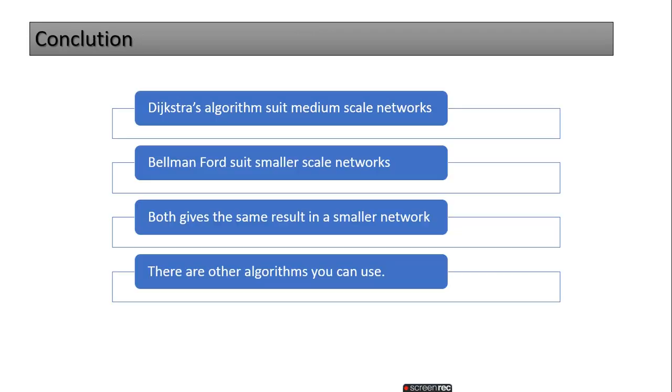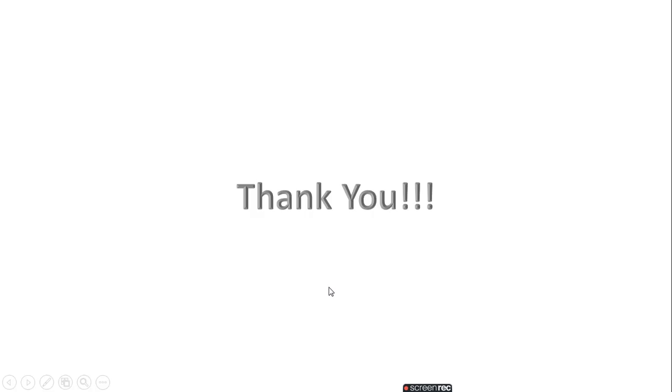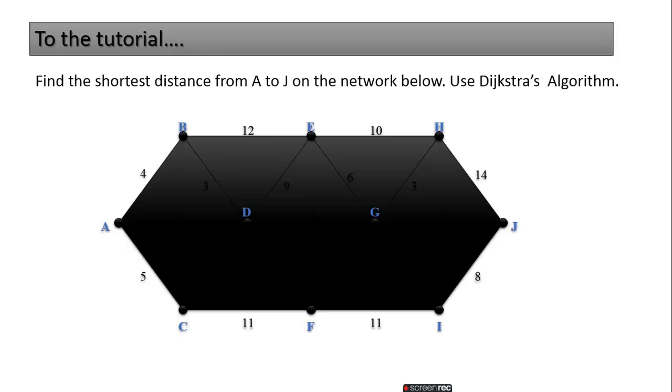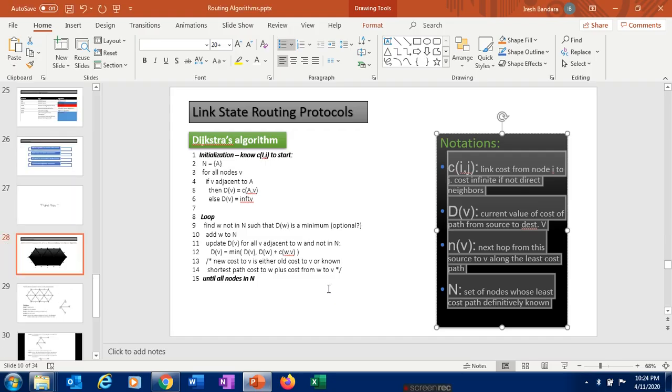So in conclusion, Dijkstra's algorithm suits medium scale or large scale networks, like OSPF. Bellman-Ford suits smaller scale networks. Both give the same result in a smaller network, and there are other algorithms you can use. However, I'm giving you another example here. Let me make it clear for you.